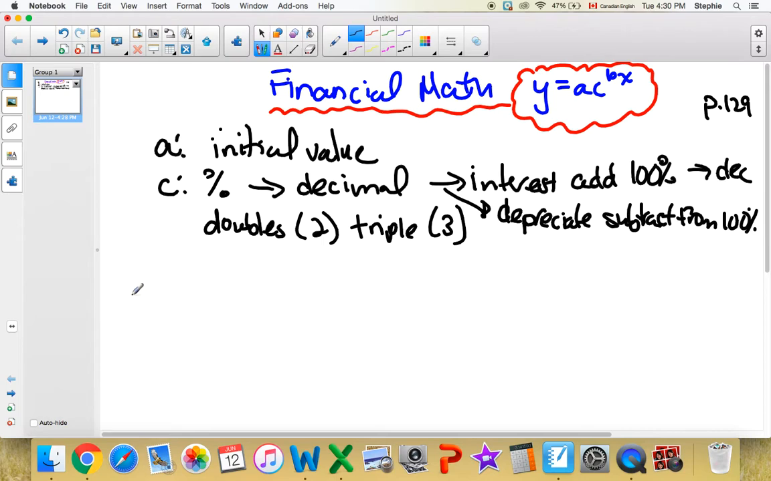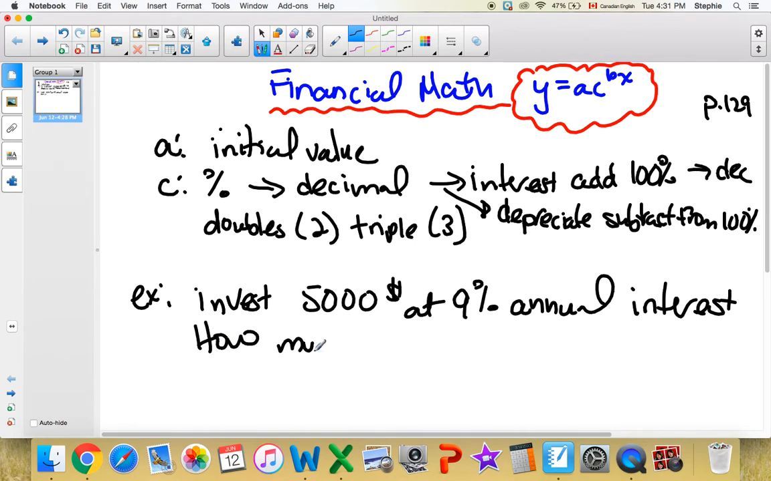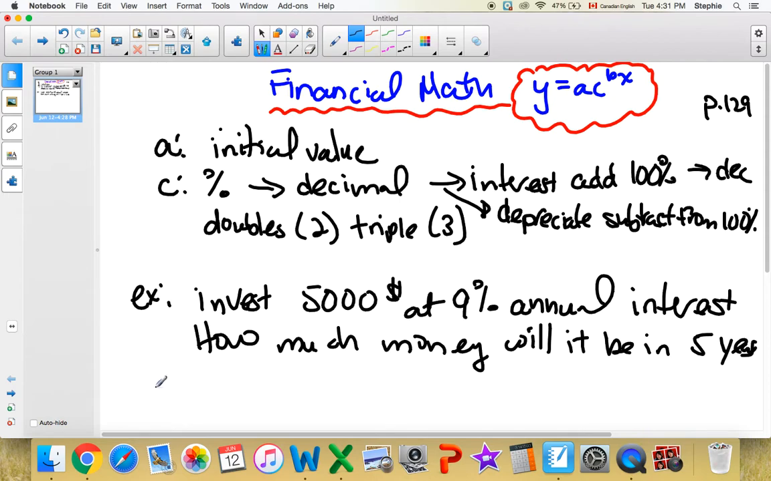So let me just give you a quick example. If I invest $5,000 in a bank account at 9% annual interest, how much money will I have in 5 years? So basically what you're asking is, this money is going to increase. How much will it be in 5 years? So our first thing we have to establish is we're looking for money.